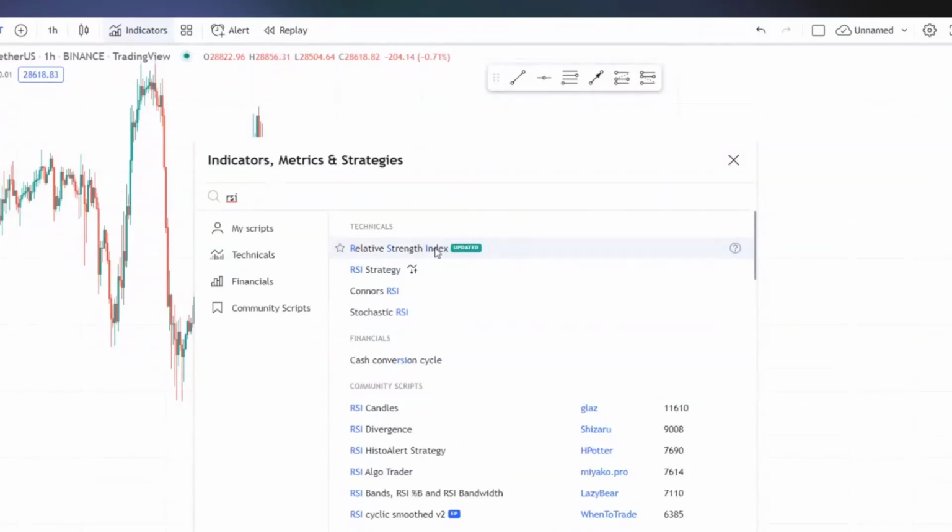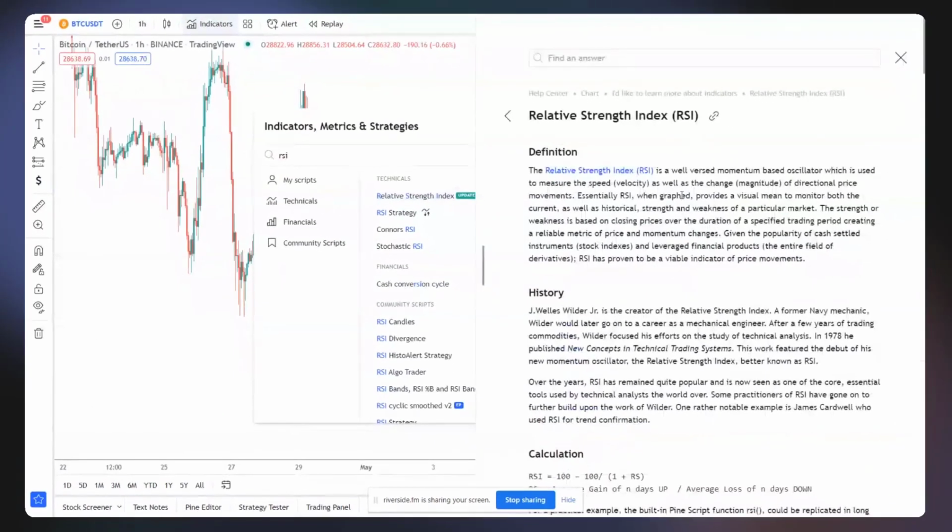Before we do that, let's click on this show description button, this question mark, just to give you a bit more in-depth knowledge about what's going on. Because if you know what the RSI actually is and what it does, then you can further use it to your advantage in the markets. So I'm going to click on this button here.